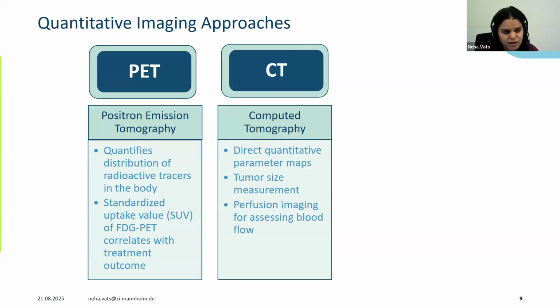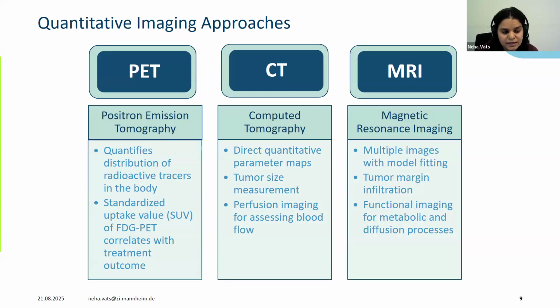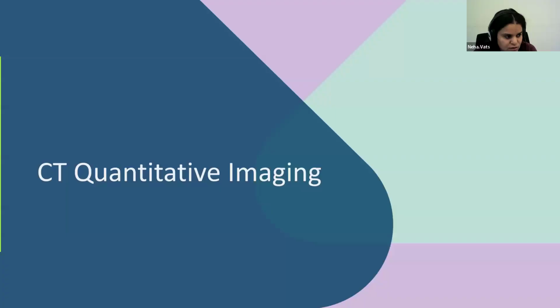The second one is computed tomography, that is CT. Here you can calculate direct quantitative parameter maps, such as tumor size, tumor volume measurements, or perfusion imaging for assessing blood flow, blood volume, and certain other parameters. Another one is MRI, magnetic resonance imaging. Multiple images with model fitting. You can infiltrate the tumor margin. You can calculate functional imaging for metabolic and diffusion processes. So we will only focus on CT and MRI in this talk.